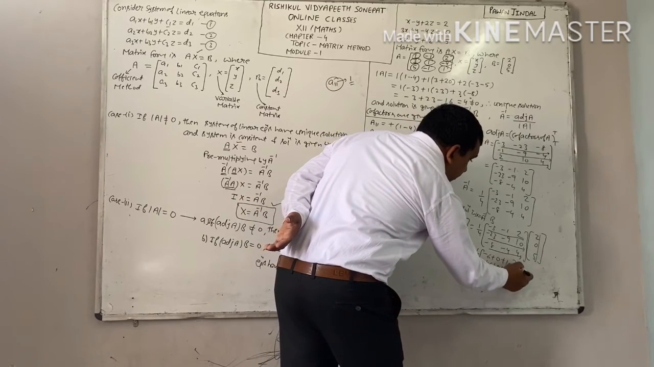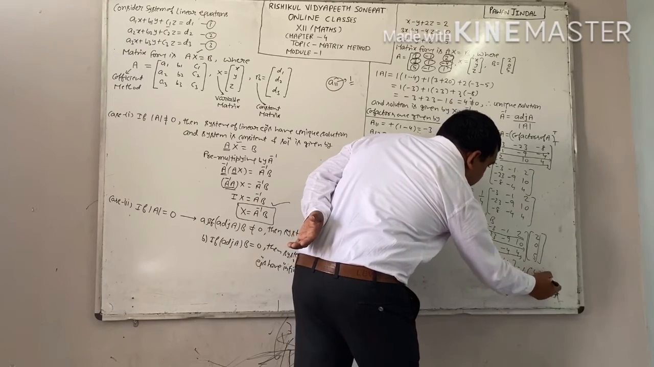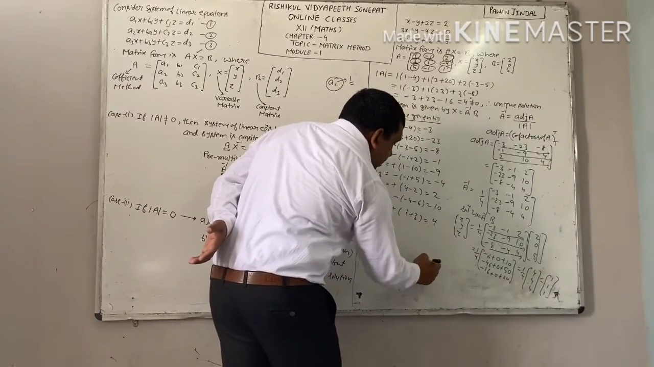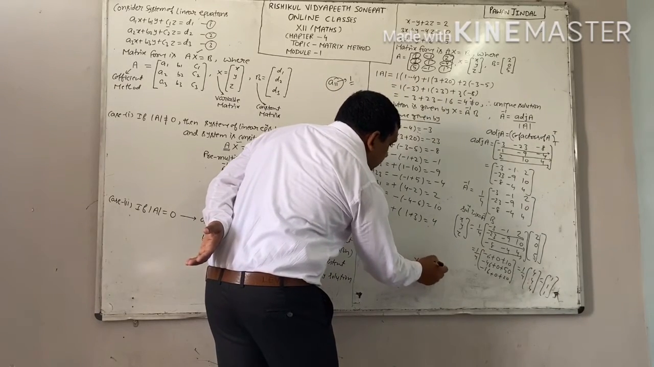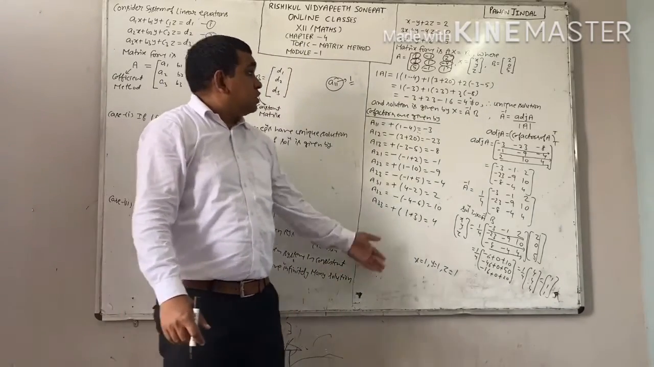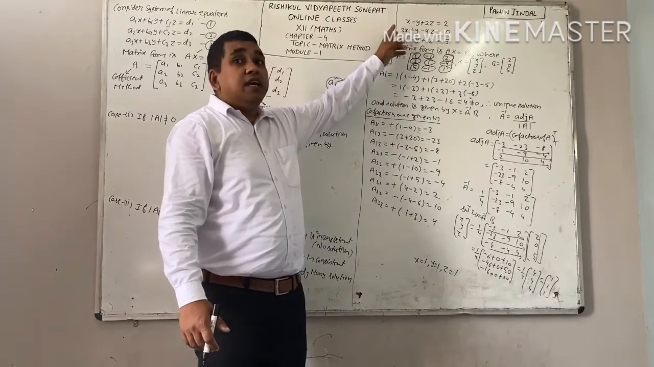This is your 1 by 4, 4, 4, 4. This is your 1, 1, 1. Compare both sides, you will get x equal to 1, y equal to 1, z equal to 1. There is one good thing in this question also. You can verify your answer by putting values of x, y, z in three equations.